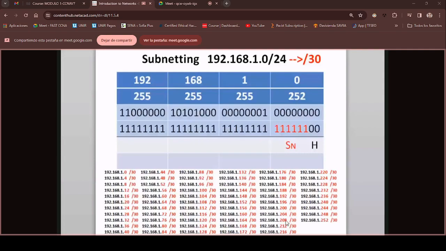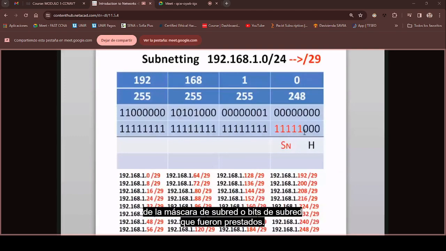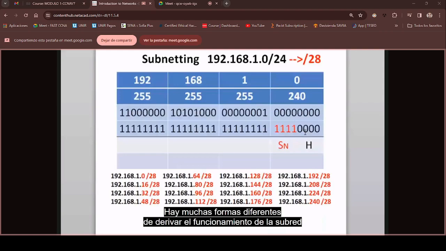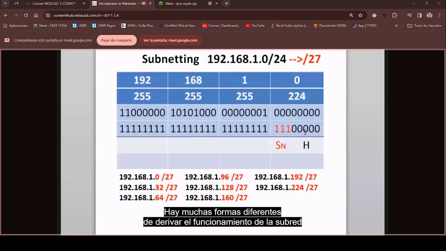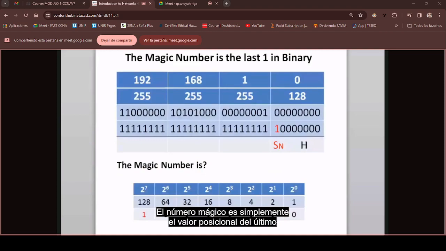You might be asking yourself how I was able to discern the different subnetworks from the subnet mask or subnet bits that were borrowed. There are many different ways to derive the subnetworks from the subnet mask, but my favorite is the magic number technique. The magic number is simply the place value of the last one in the subnet mask.